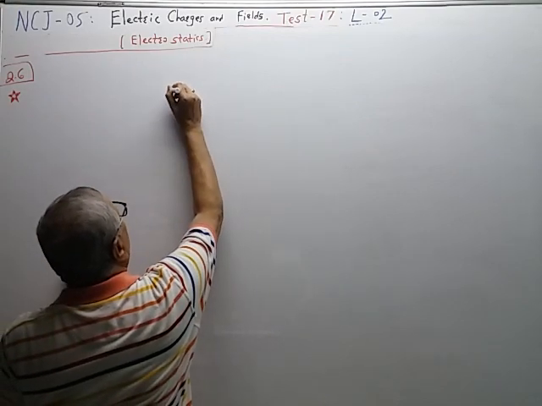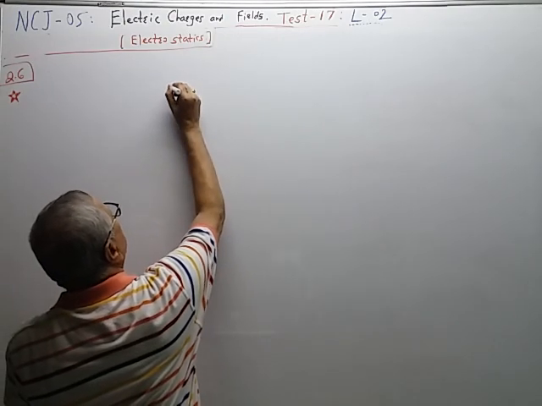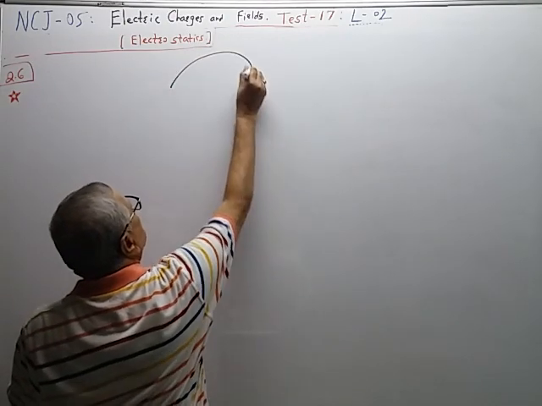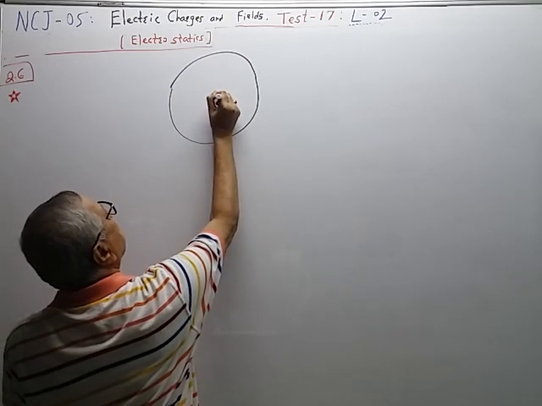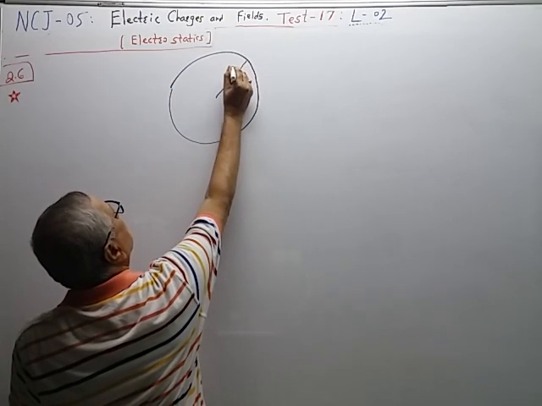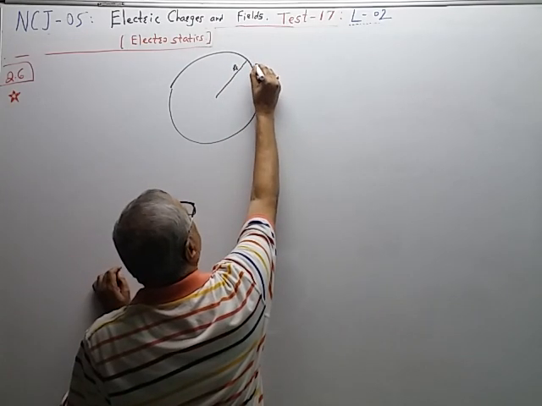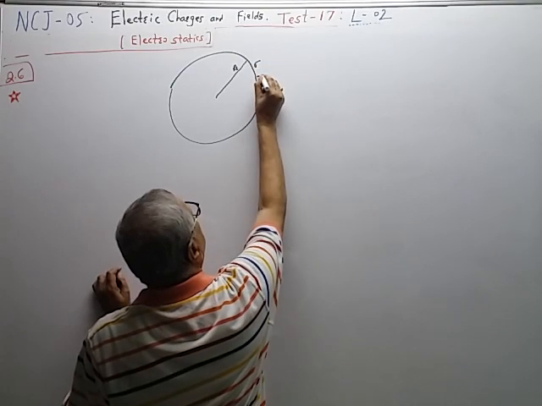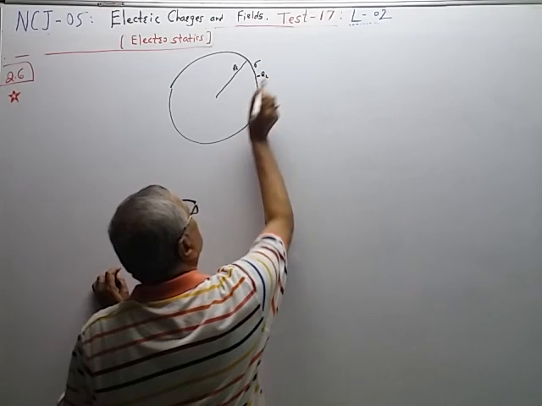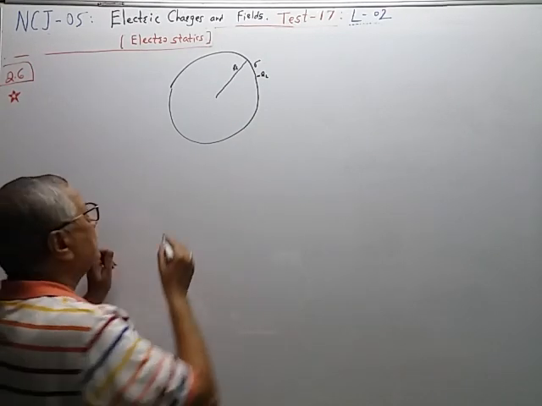Suppose this is a hollow sphere of radius r2. It has surface charge density sigma. The charge is negative, minus q2, because it is a negative surface charge density.